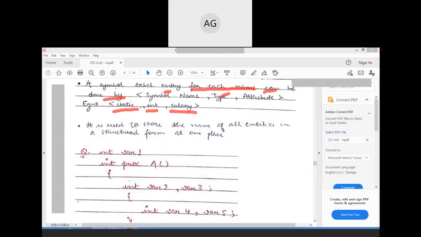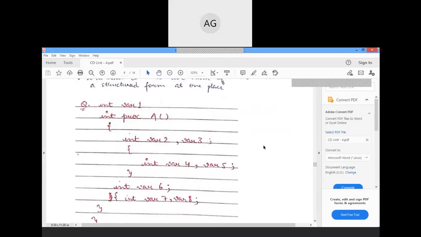It is used to store the names of all the entries in a structured form at one place. You can also use this symbol table for searching. If you need to search for an attribute, then you can search for that attribute in the symbol table.